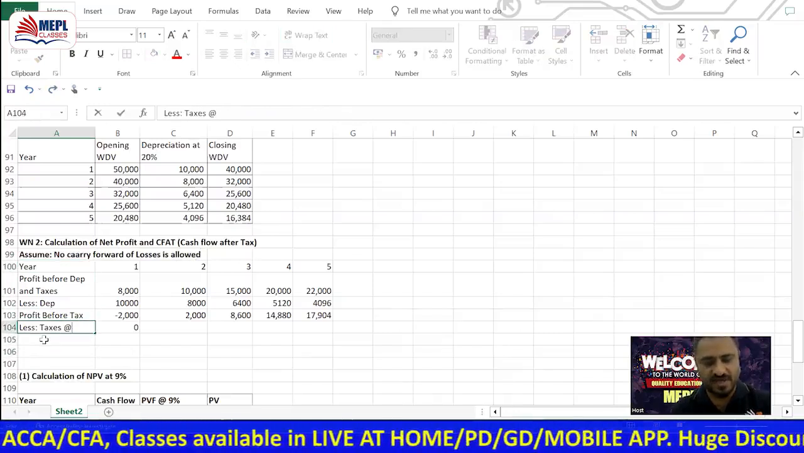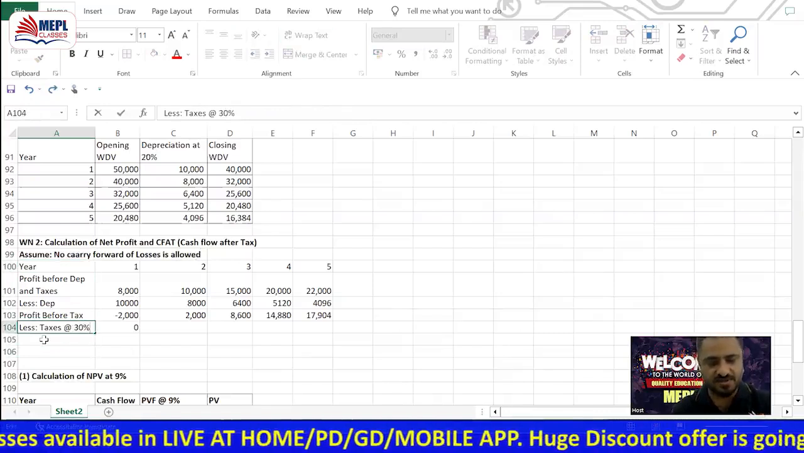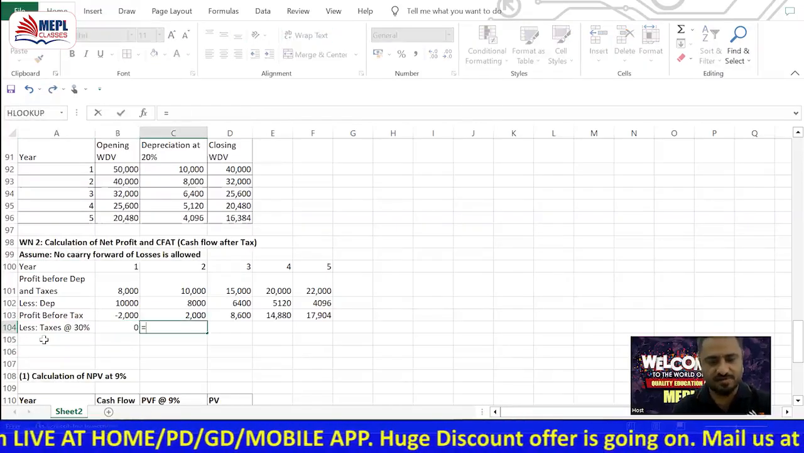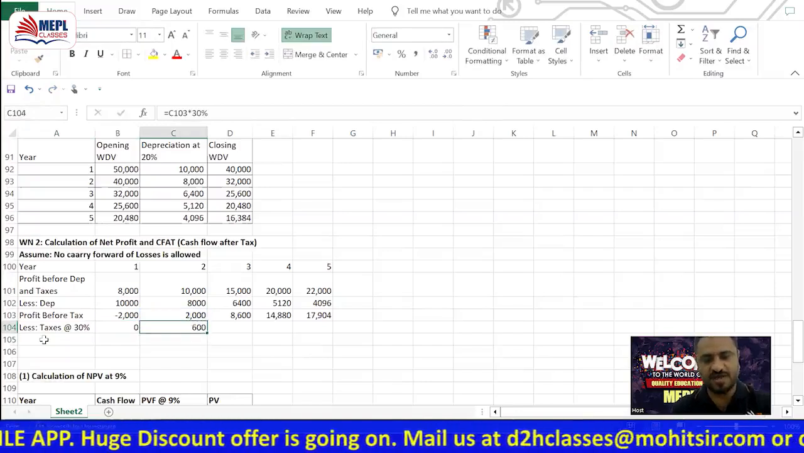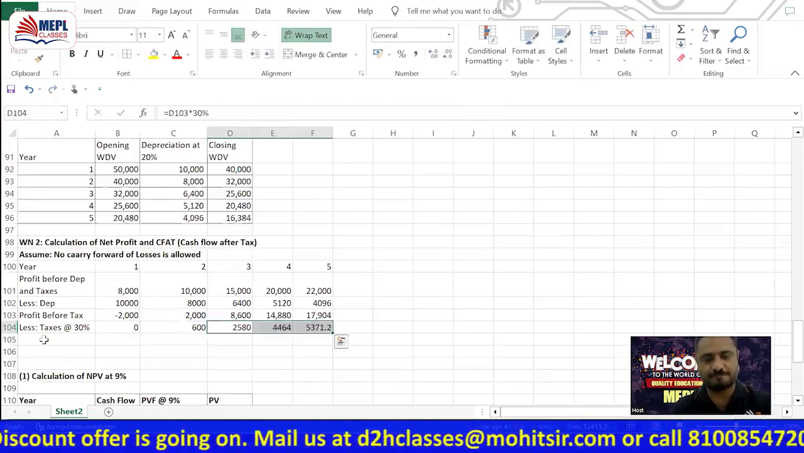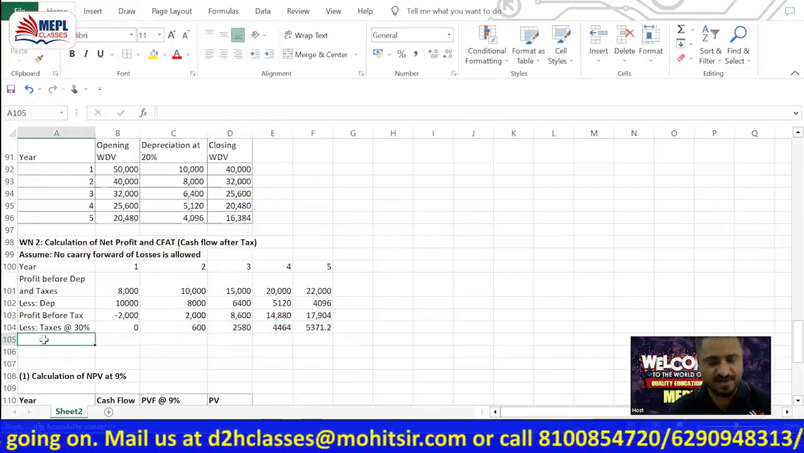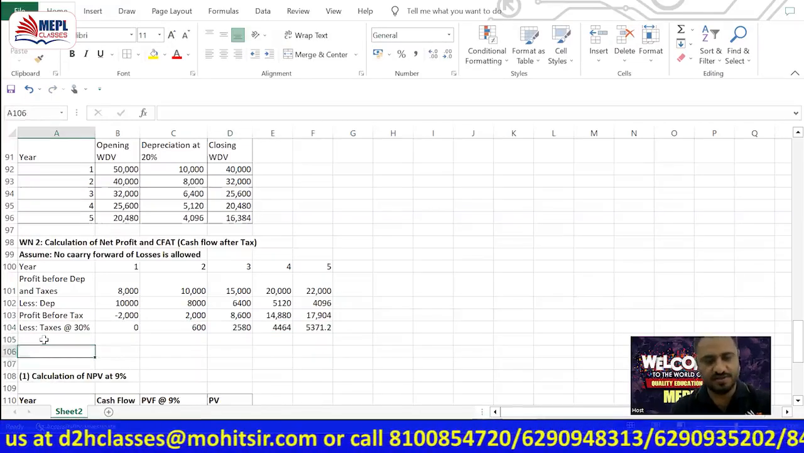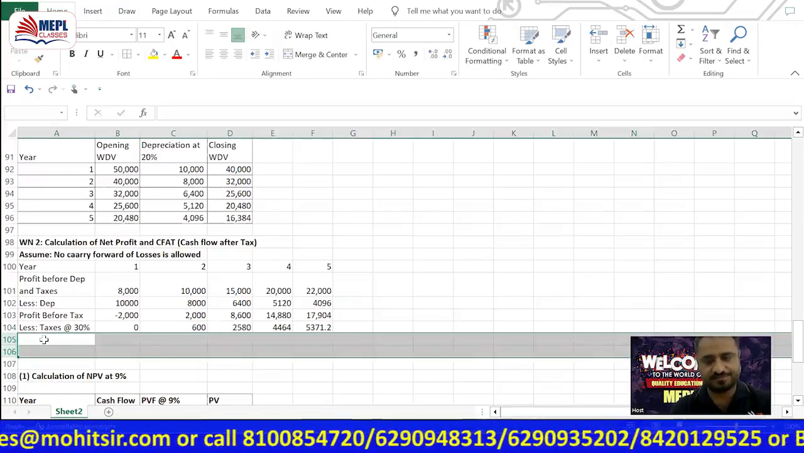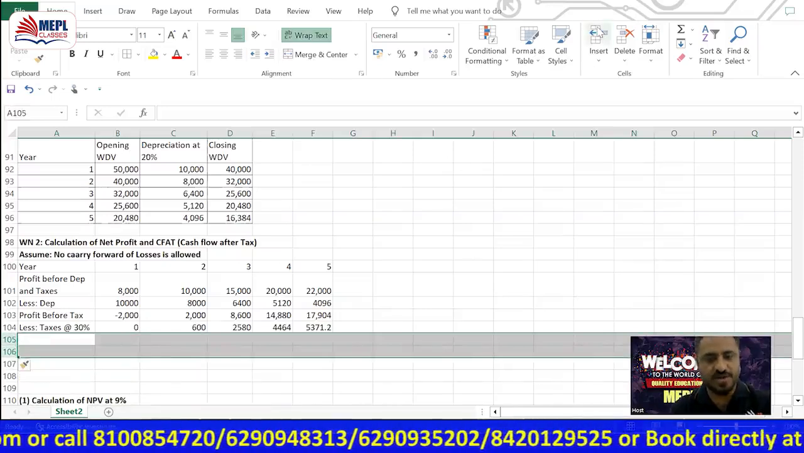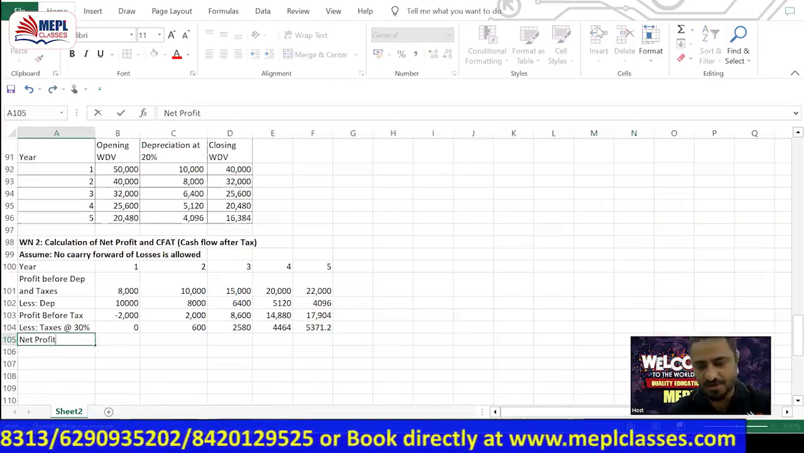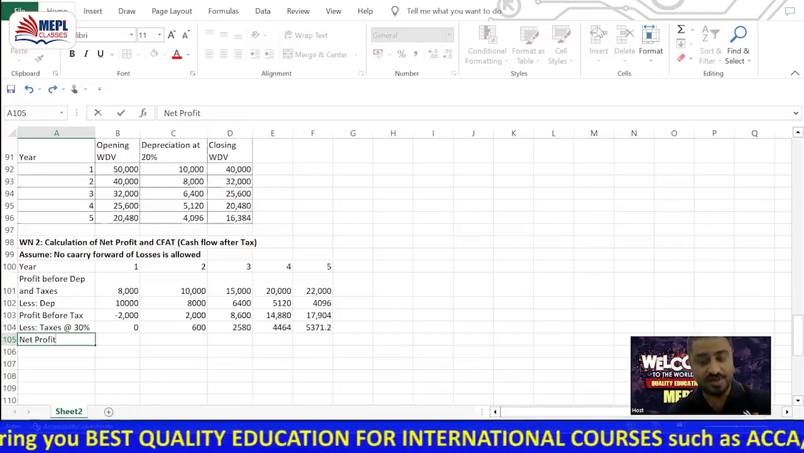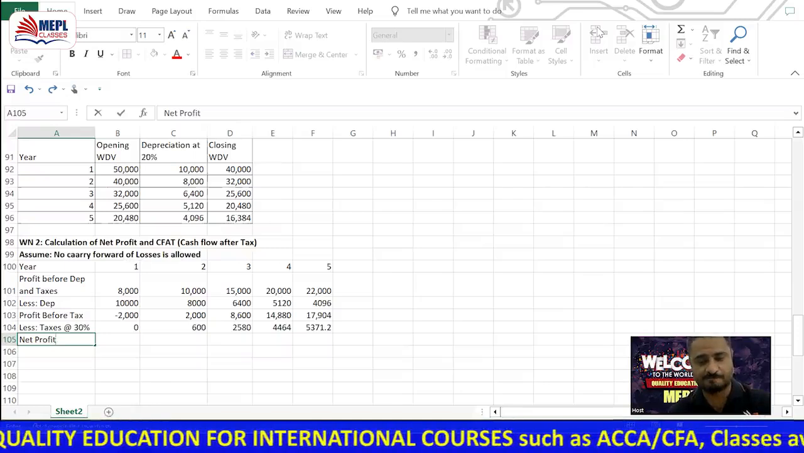So taxes at 30%, right? So here there will be a tax. If 2000 is a profit, we will be paying taxes. And after deducting the taxes, what we get is a net profit or profit after tax. But it is still not a cash flow. It is still not a cash flow.